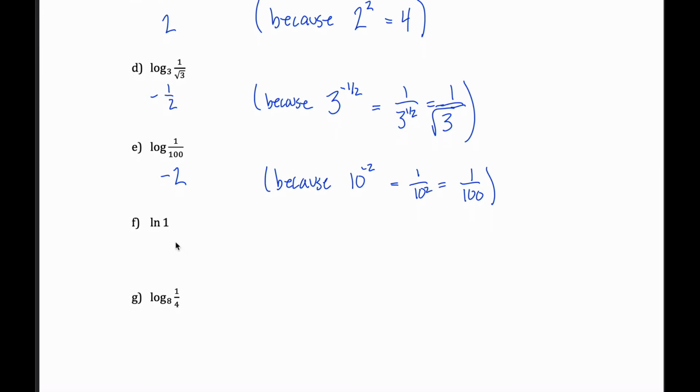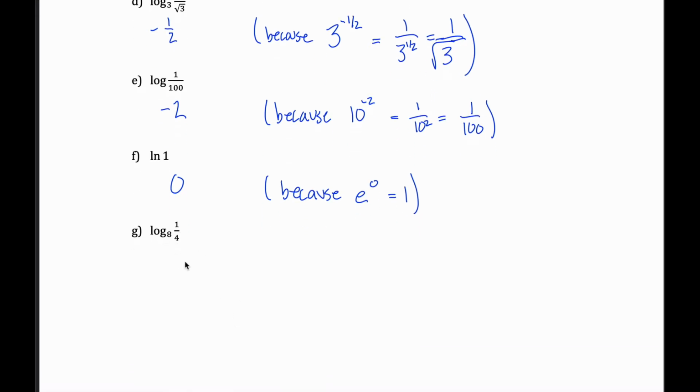What about the natural log of 1? Well, that's 0. That's a pretty easy one. Any log of 1 equals 0, because no matter what the base is equal to, when you raise it to the 0 power, you're left with 1. So in this case, the base is e, and e to the 0 power equals 1. Thus, the natural log of 1 equals 0.